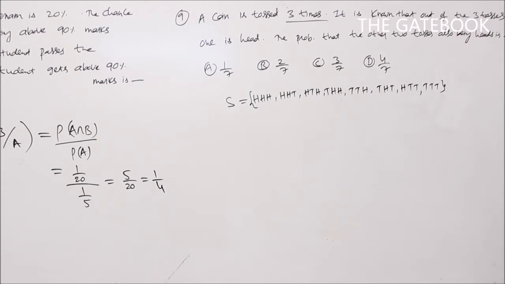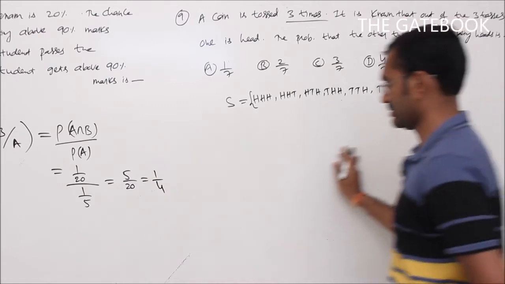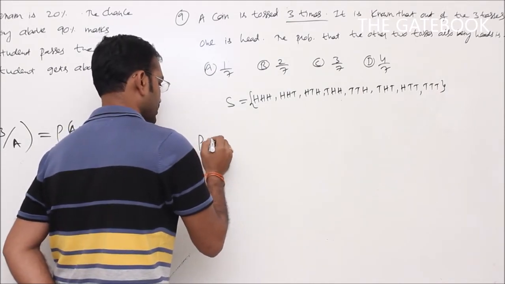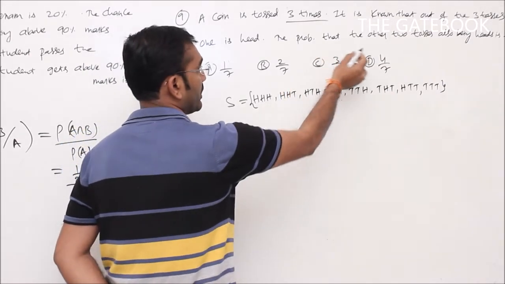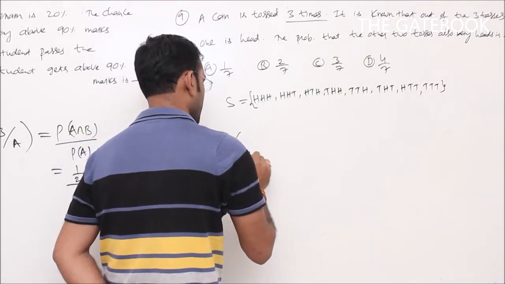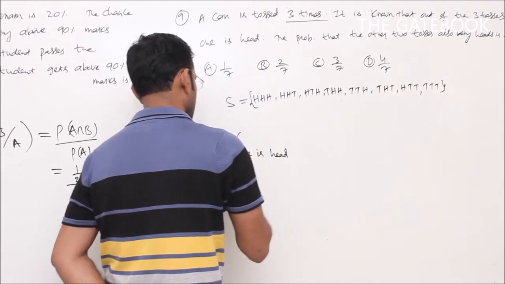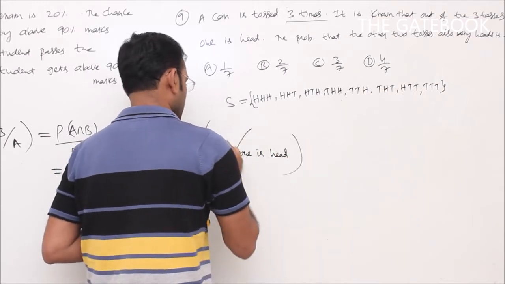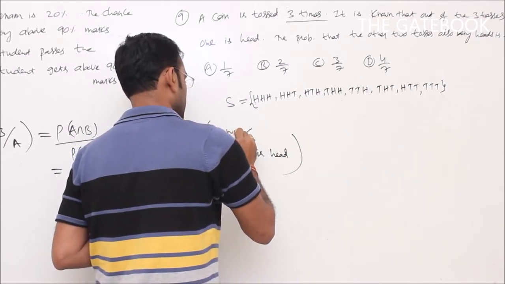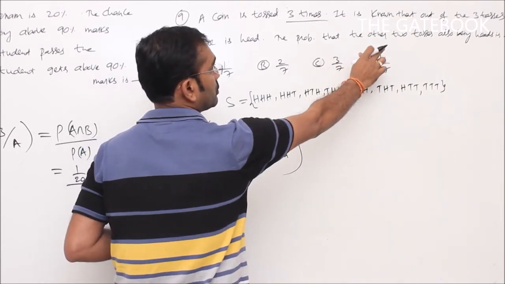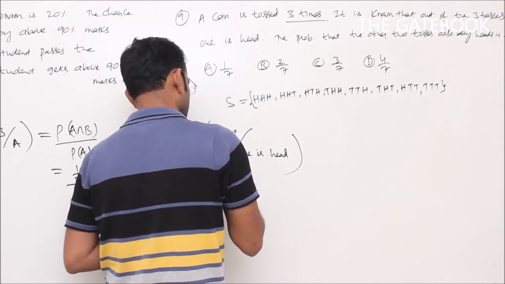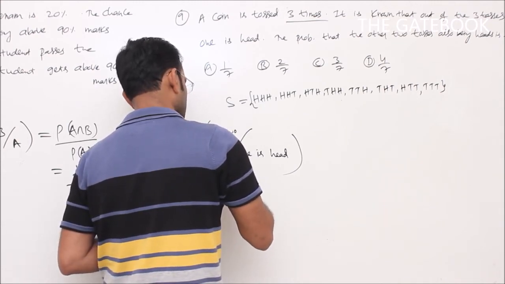So here it is known that out of three tosses, one is head. The probability that the other two tosses also being heads. So this is also a conditional event. I can write here P of other two also heads, given one is head. Here one is head is written in the denominator because that event is happening first.